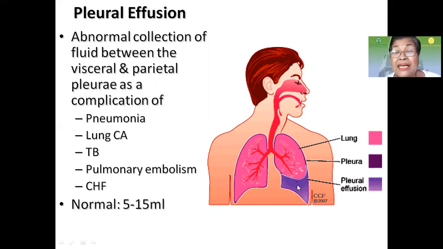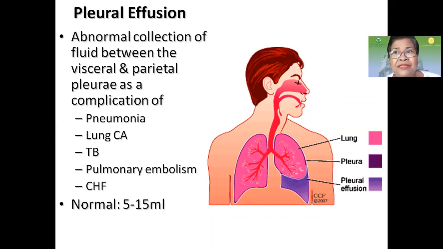Kaya sinabing restrictive, no? Restrictive disorders. Okay? Normally, dapat negative intrapleural pressure. Kaya less air enters the lungs. Kaya ano ang nangyari sa lungs? Lumiit ang lungs. So there is partial atelectasis. Yun ang effect.